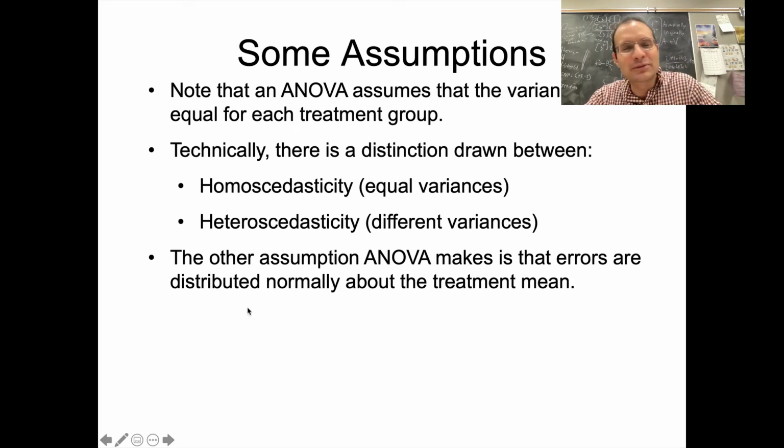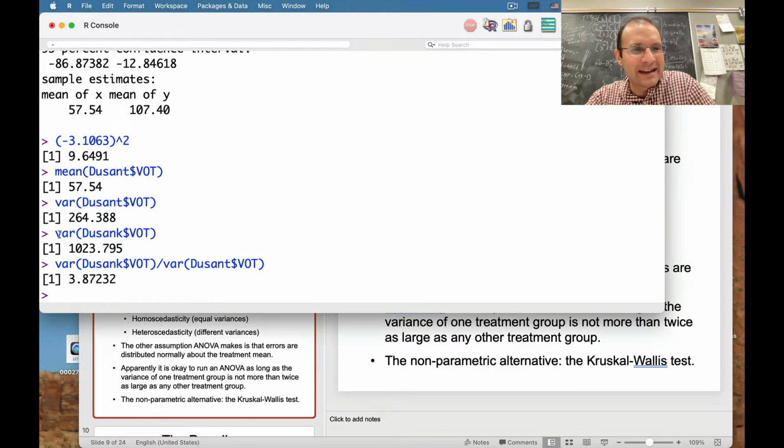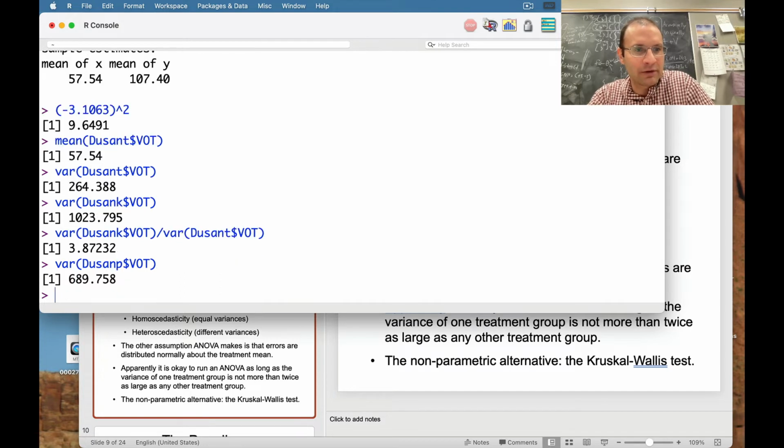I mentioned another assumption that ANOVA makes is that errors are distributed normally about the treatment mean. We looked at that last time, and I'm not going to revisit it too much. And I will say with respect to this issue about variances for each treatment group, apparently it's okay to run an ANOVA as long as the variance of one treatment group is not more than twice as large as any other treatment group. And we are running into a problem with that here. I didn't look at the variance of the P's, but I think it's somewhere in between the two, if I recall. So if we're looking at just K's and P's here, that would be reasonably okay, but the T's are small enough that it makes you wonder.